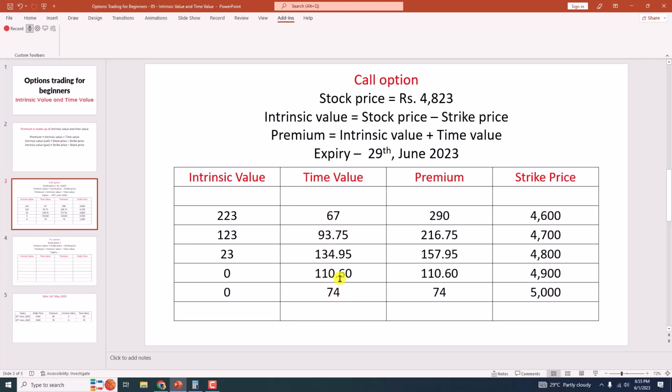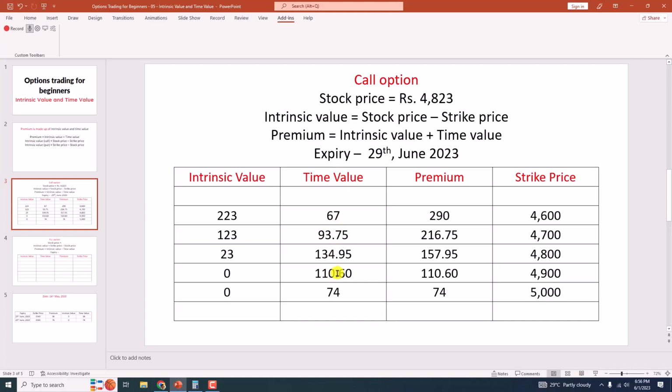Time value is the value of time. How much money are we paying for that time? Why do we have to pay for the time? Because if I have more time, the chances of the stock meeting my expectation are more. The probability of success is more, and for that we are paying a value called time value. Alright, so I hope it is clear.